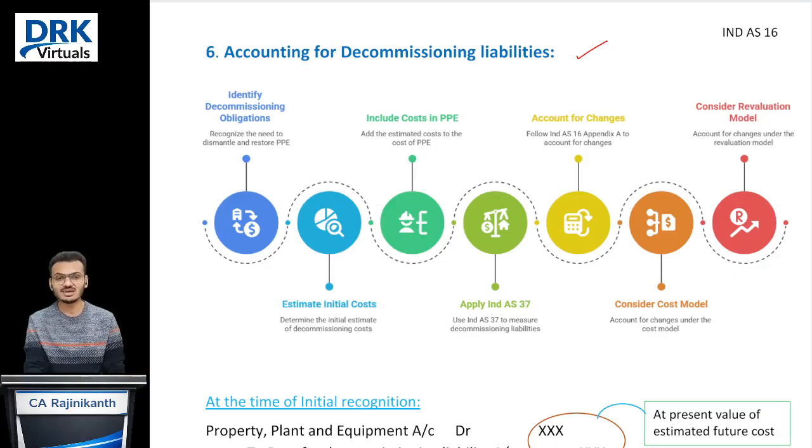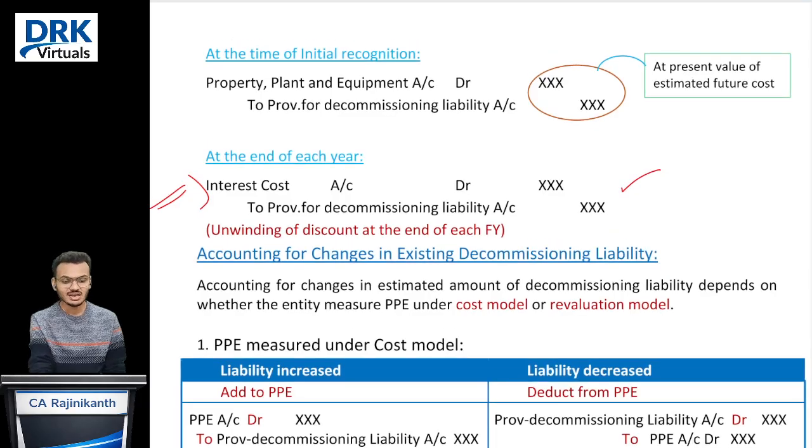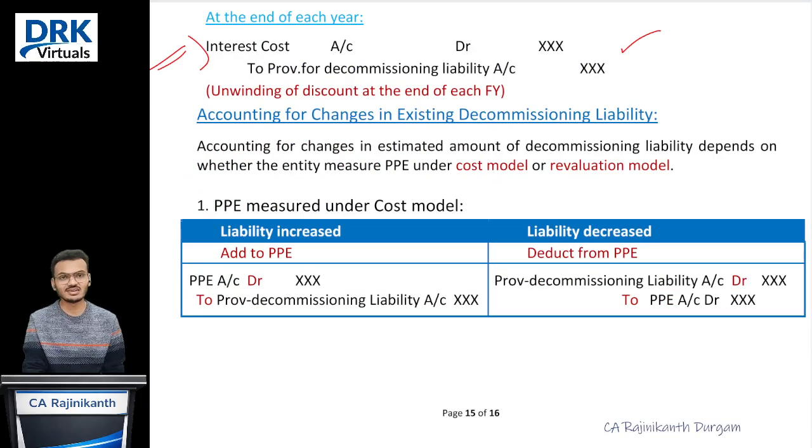Now we are discussing about the credit part. What is that provision for decommissioning liability? At the end of each year, we need to recognize the interest on that provision for decommissioning liability. See here, interest account debit to provision for decommissioning liability. Suppose for any reason, in any year, we re-estimated our future cost to dismantle that machine and restore that land to its original condition, either an increase or a decrease when compared to our original estimation. So how to do the accounting in that situation is our discussion.